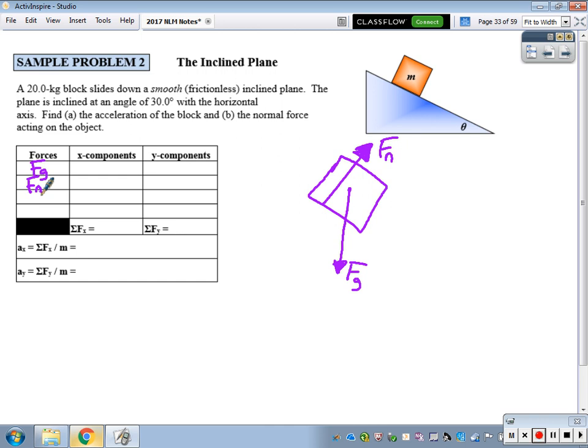But we have an issue before we even get going on any of the math. This is something that we absolutely have to wrap our heads around. Where would this object accelerate?